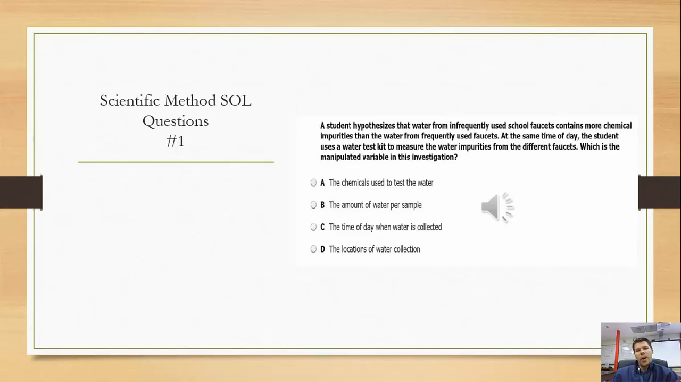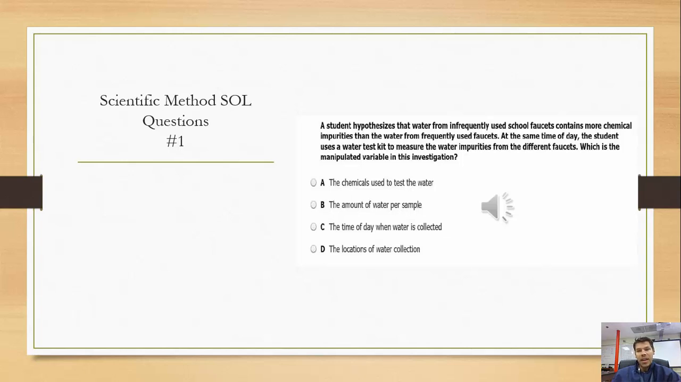So, a student hypothesizes that water from infrequently used school faucets contains more chemical impurities than the water from frequently used school faucets. What you need to understand right now is what the student guesses. His educated guess is that water from a school faucet that's not used very often is going to be dirtier, more impure water than water from a faucet that gets used all the time.